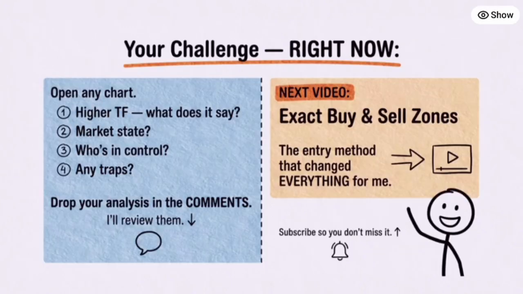So here's what I want you to do right now. Open any chart you're watching. Run through the 5 steps. What does the higher time frame say? What state is the market in? Who's in control? Are there any traps?